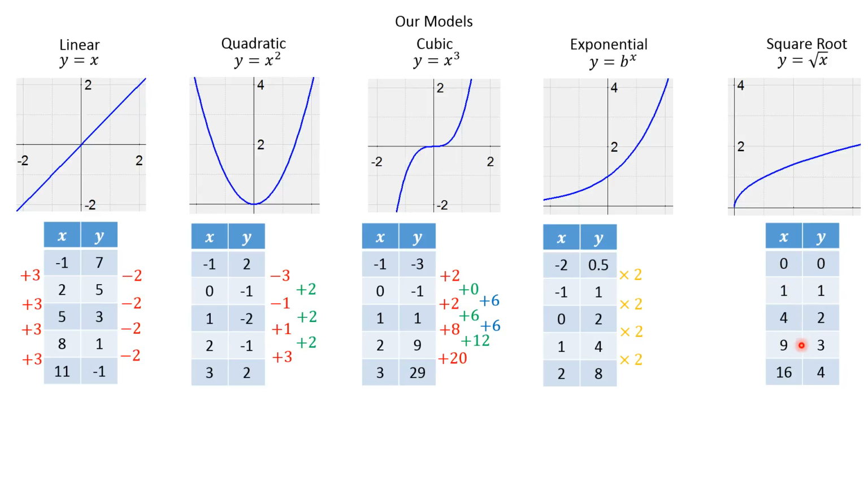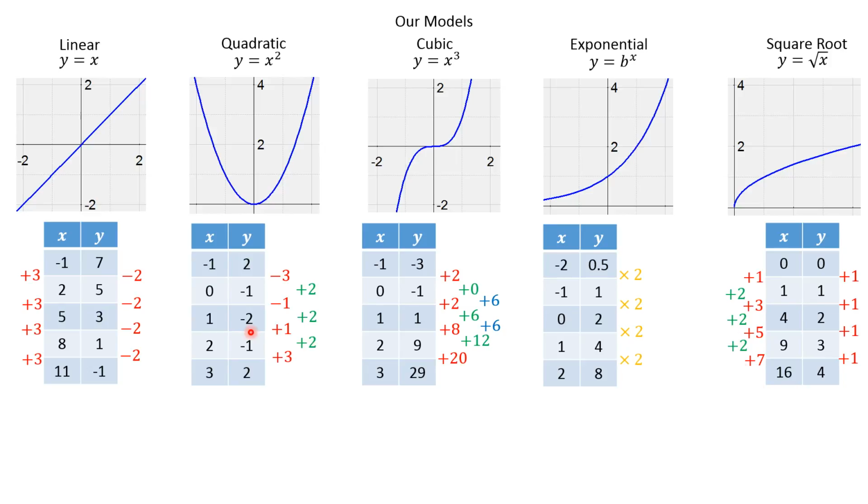We have 0, 1, 4, 9, 16, and 0, 1, 2, 3, 4. So we can take our first difference: plus 1, plus 1, plus 1, plus 1. That looks kind of linear. But it's not, because if we look over at the x values, these aren't going up by the same amount. It's going up plus 1, plus 3, plus 5, plus 7. Well, wait, those are all going up by 2. And so this is quadratic.